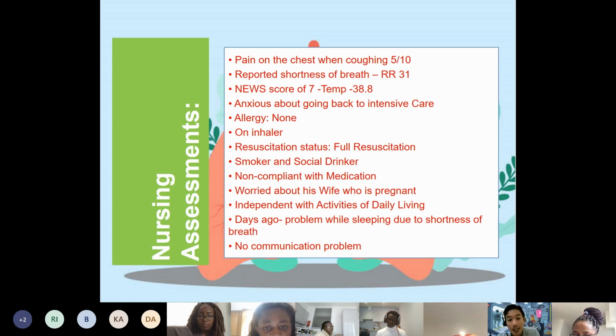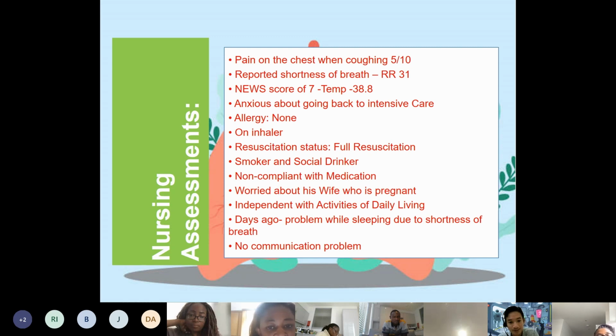So what will be your aim of care? I want him to breathe normally. That is it. So how are you going to write it, Melvin? So John is able to breathe normally. That is it. And then probably you can include the normal values for respiratory.